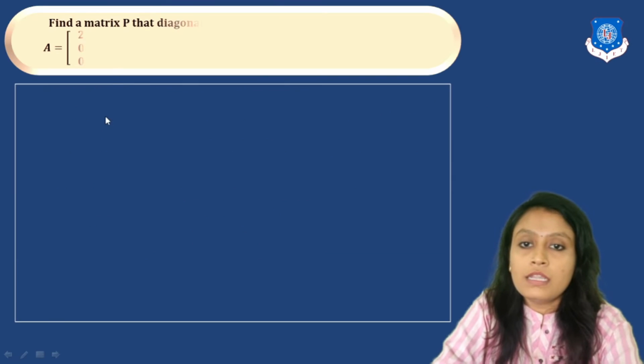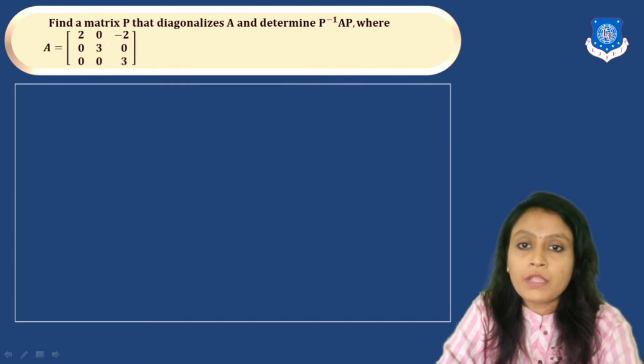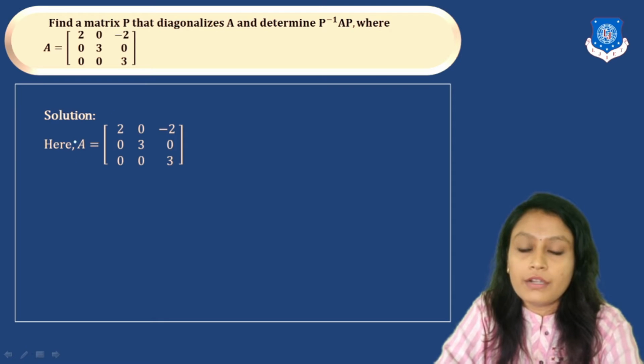Now let's study one example. Find a matrix P that diagonalizes A and determine P inverse AP, where A is given, that is 2 0 minus 2, 0 3 0, and 0 0 3. So let's begin with the solution. Here matrix A is given as 2 0 minus 2, 0 3 0, 0 0 3.